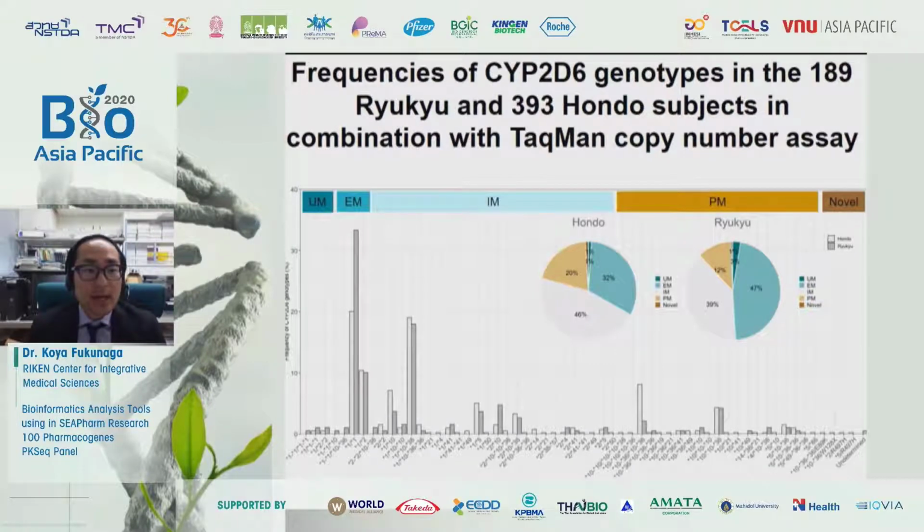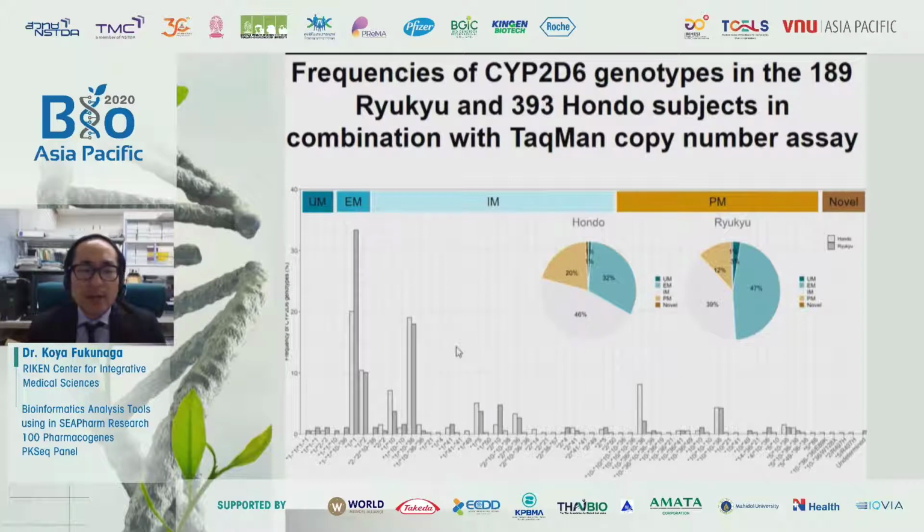Next, I will introduce CYP2D6 genetic diversity in Japanese, which is one of the most implemented biomarkers for PGx. I sequenced 189 genomes in Ryukyu populations. Ryukyu is a Japanese subpopulation, using a PKSeq panel.